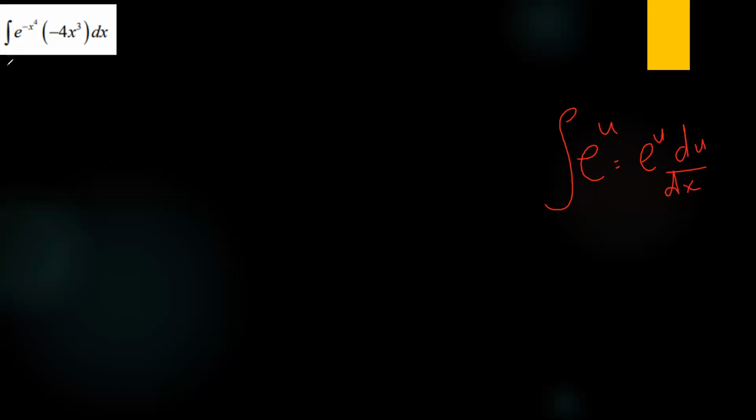So here we have to find the u assumption. The thing that is raised to e is u. So let's assume that u is negative x to the power 4. So du over dx, or we can say du, will be negative 4x cubic times dx. Here I just need to find the derivative of negative x to the power 4.